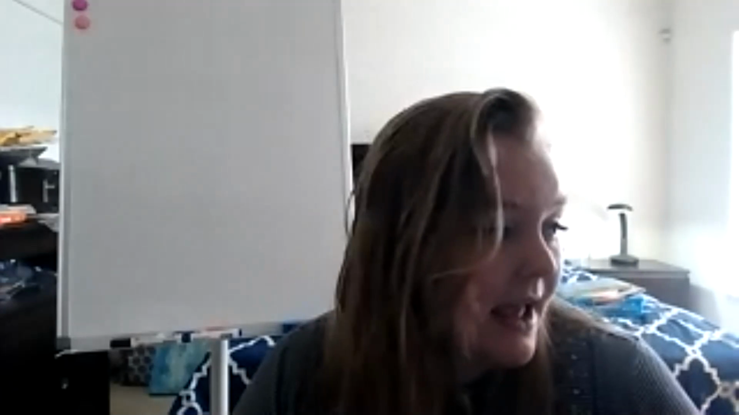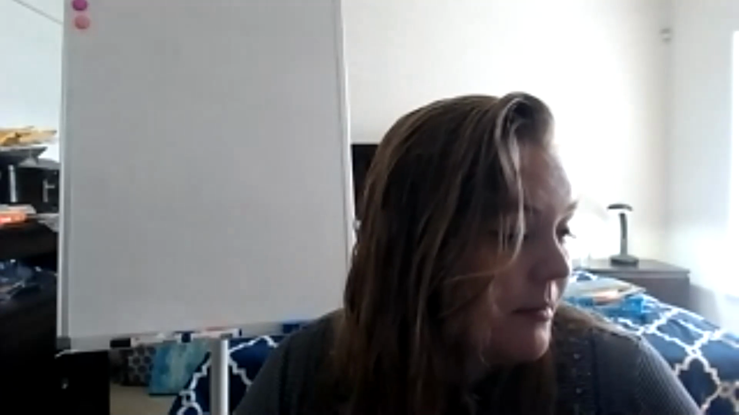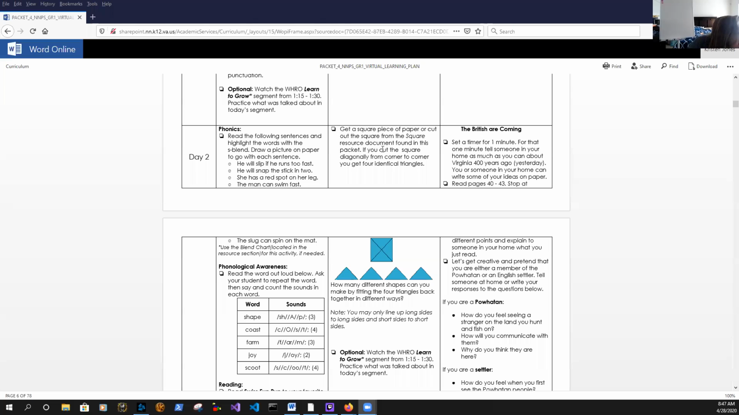For math today, I am going to share my screen. We're not going to do a practice problem because it's a little bit different. It's not a typical word problem like it was yesterday. So here's our math for today. It says, get a square piece of paper or cut out the square from the square resource document found in this packet. If you cut the square diagonally from corner to corner, you get 4 identical triangles.